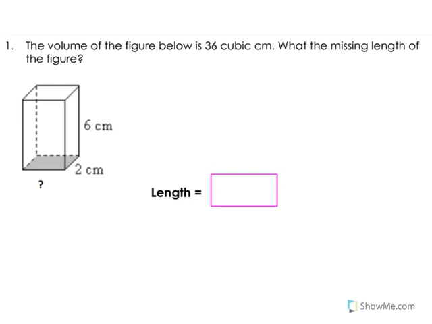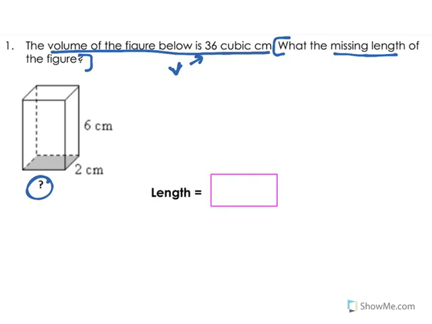Hey team, in this video I want you to look for what formula I use to solve for a missing length. Here we go. This problem tells me that the volume of the figure below is 36 cubic centimeters. So we already know the volume. The question asks us to find what the missing length of the figure is. So we can see that this right here is what we're solving for.